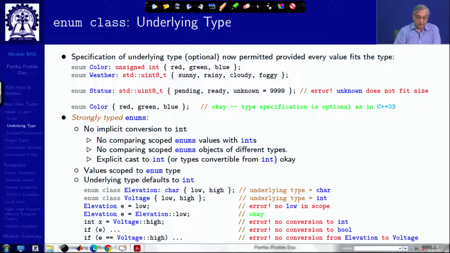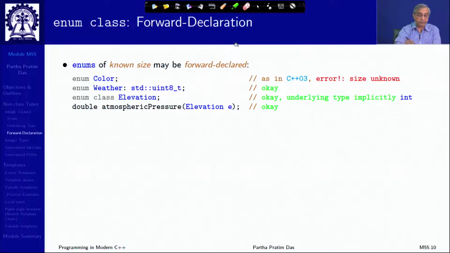Here are a couple of examples: an elevation and a voltage. Both of them could be low and high, and for example, if I try to define E with low, I will get an error because it is not scoped. I have to specifically say that it is elevation::low. Similarly, voltage::high. I cannot compare E with voltage::high because E is of type elevation and voltage::high is of type voltage. So, you can see that basic difference, that is the notion that we have strong typing in terms of classes, coming in here with the convenience of having the tags of the enums.